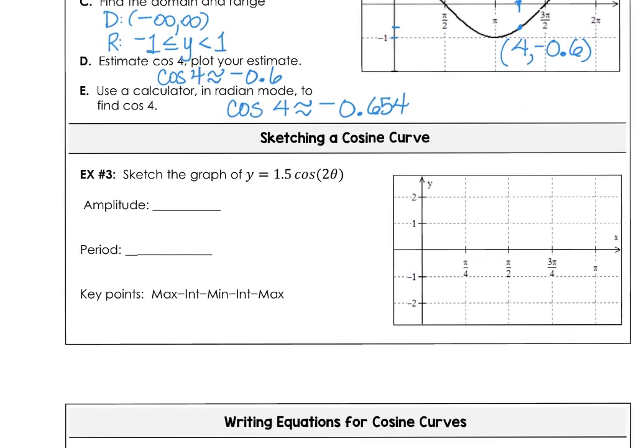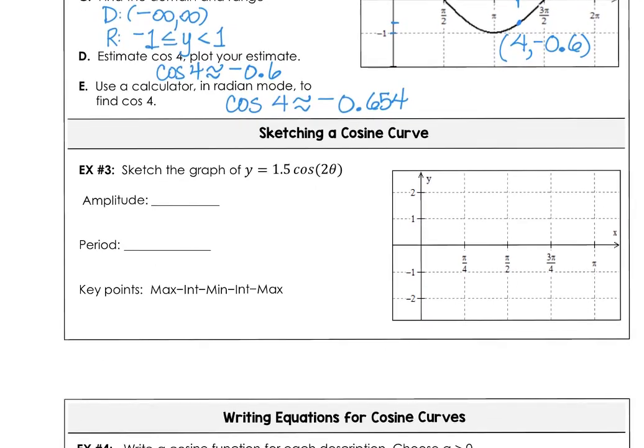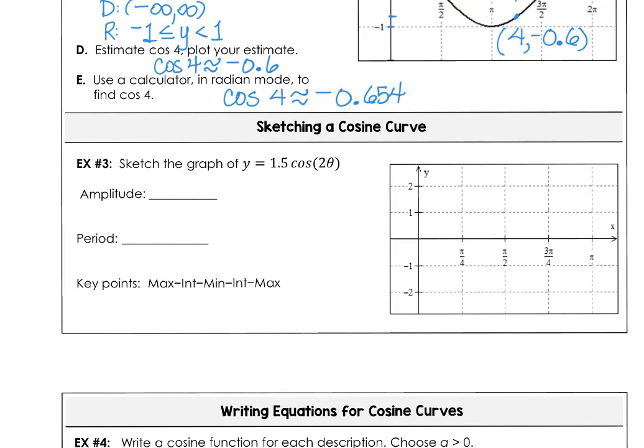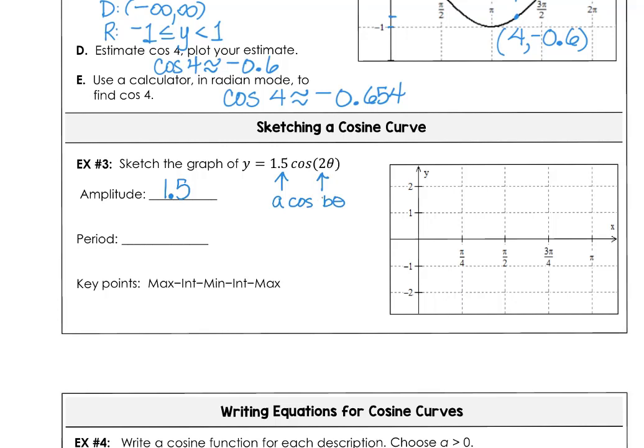In example 3, we want to sketch the graph of 1.5 cosine 2 theta. So amplitude is our A value here. This is our A value, amplitude. So amplitude is 1.5, and it needs to be positive. And this is our B value. So our model is A cosine B theta. And the period is 2 pi divided by B. And if B is 2, then the period is pi.